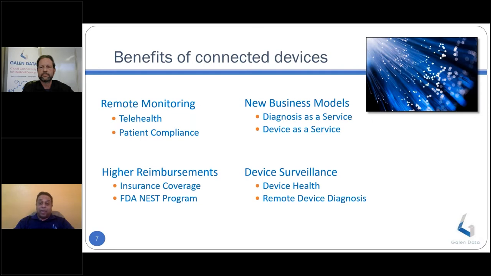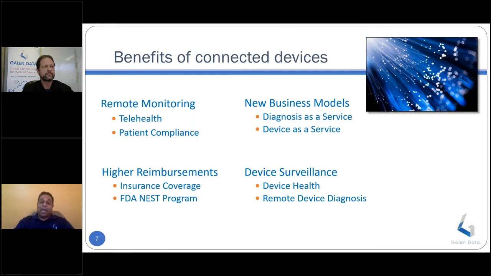Opening up new business models. Devices are sold today, but there's a move towards using device as a service and also diagnosis as a service, where connectivity is key. In device as a service, you need to know the usage, so you're tracking how much a device is being used. And for diagnosis as a service, a lot of AI and machine learning algorithms that do diagnosis require data to be collected in a centralized place where your algorithms can then take over. So again, connected devices help in opening up new business models.